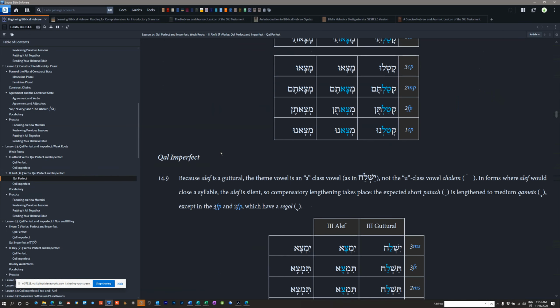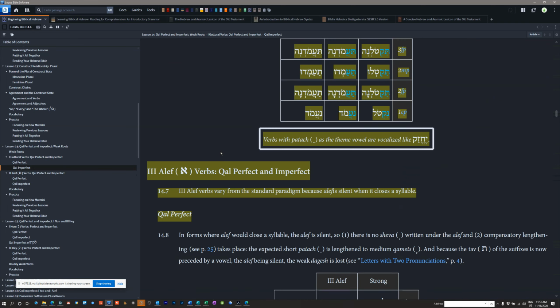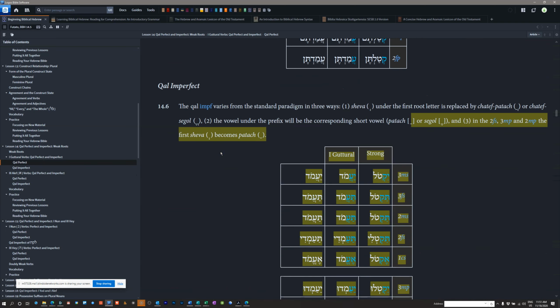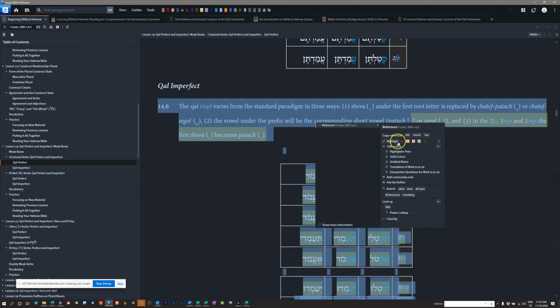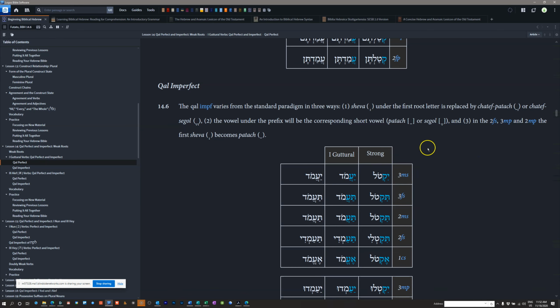So these are all one or third aleph. Where's a one guttural? Okay, I feel like that was not supposed to all be highlighted, but whatever. Let me see if I can get rid of that. No highlight. There we go. Okay. Yeah, so here we've got a mod.